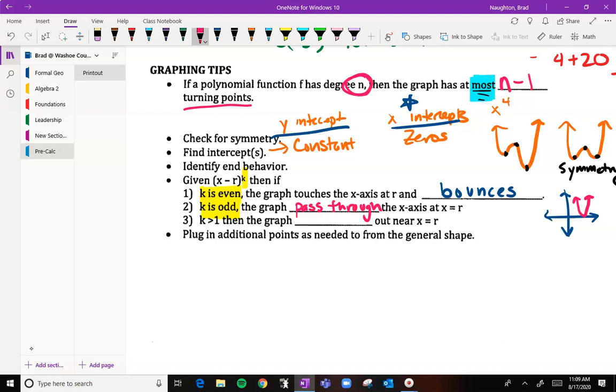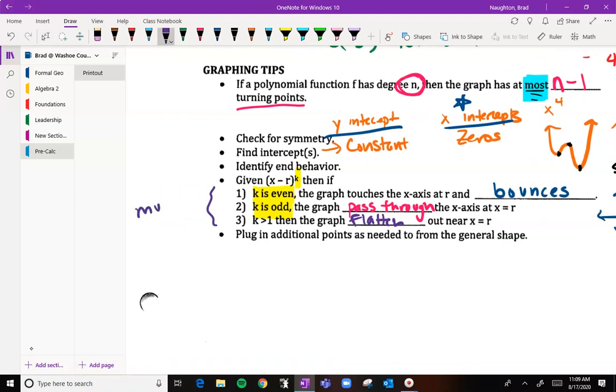All righty. And if k is greater than 1, that means the more we have, it's going to flatten. So this is just asking right here, it's multiplicity. Look at that. It's going to help us. And it says plug in additional points to find the general shape if you have time to do so.